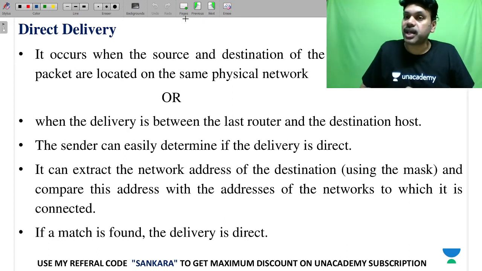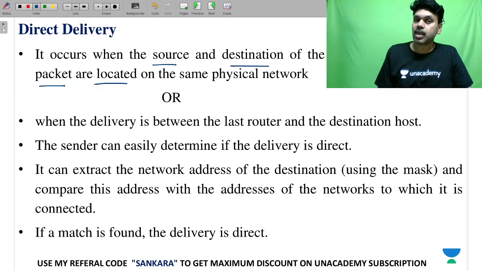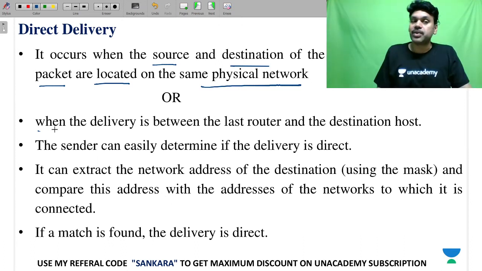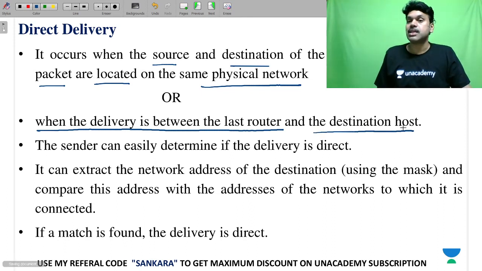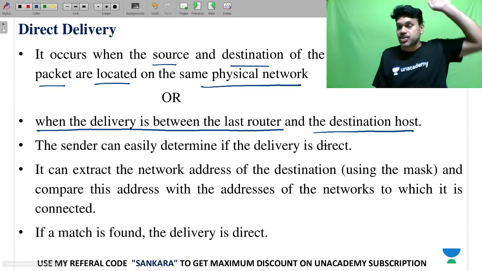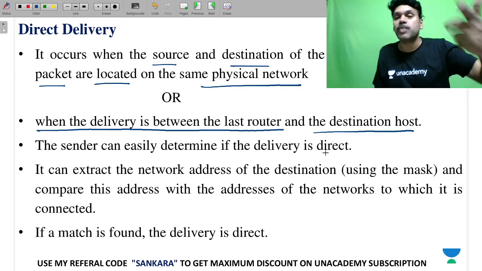Let us see what is direct delivery. It occurs when the source and the destination of the packet are located on the same physical network, or the last delivery is also direct delivery only when the delivery is between the last router and the last destination host. Without direct delivery, you cannot hand over the packet because the last ending point comes under direct delivery. In the middle, you can have bypasses.